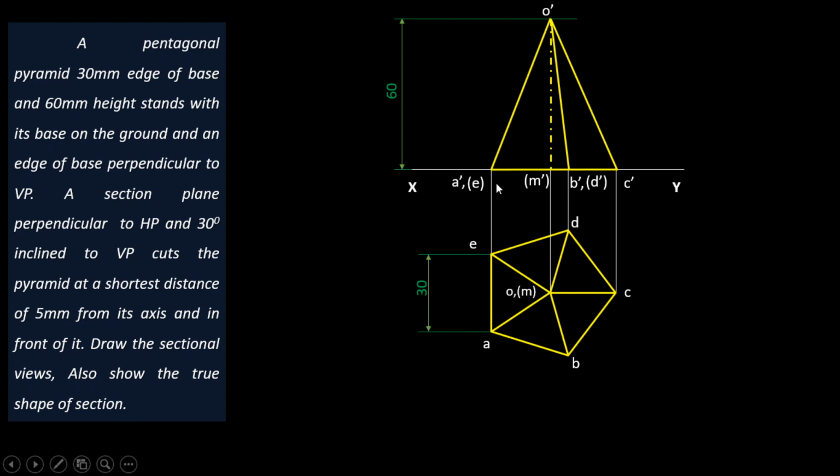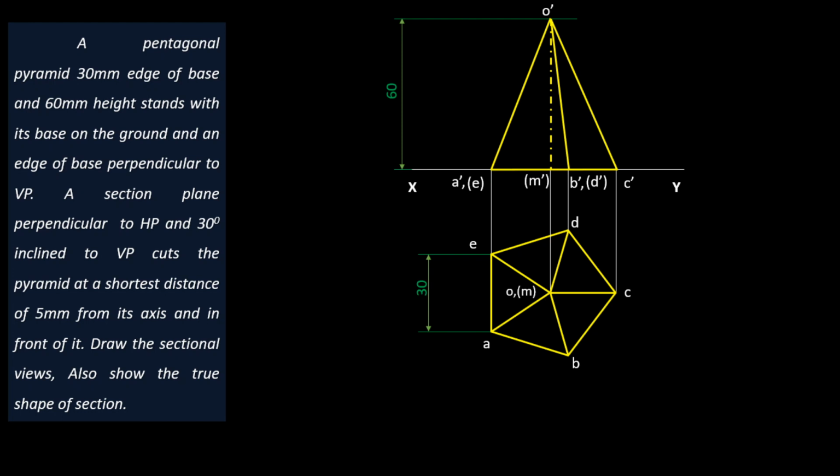A section plane perpendicular to HP and 30-degree inclined to VP cuts the pyramid. Okay, note down the question. The section plane is perpendicular to HP. That means a plane which is perpendicular to HP, we can see as a straight line in top view. That means the top view gives the horizontal trace of that section plane.